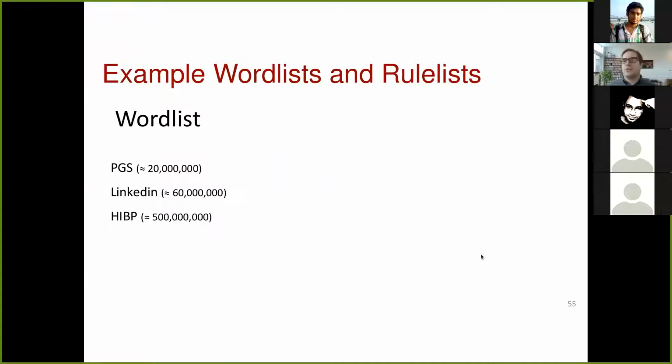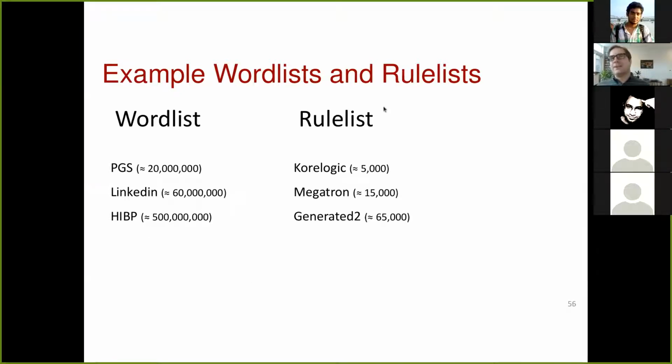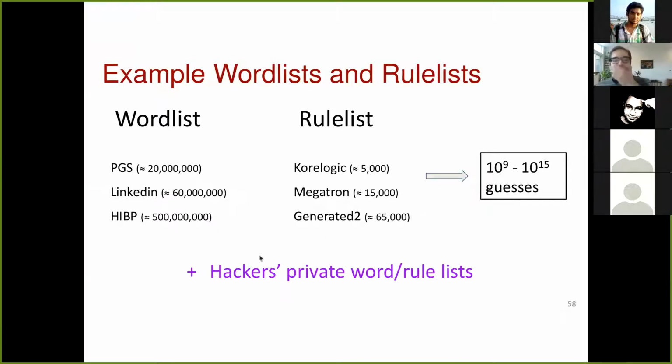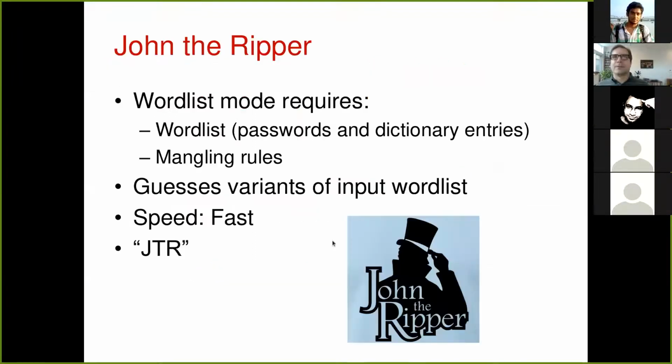So how big are your word lists? If you unique these passwords, it's usually in the tens or hundreds of millions, maybe up into billions of different words. And your rule list can get really large too. If you do some basic math and assume it's multiplicative, you could get quadrillions of guesses, even just with these word lists. But of course, hackers have private word lists and private rule lists. Some of my friends in the community have very generously shared theirs with me, and those are much bigger.